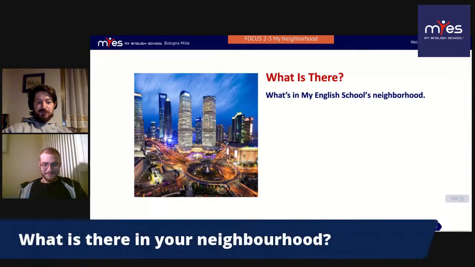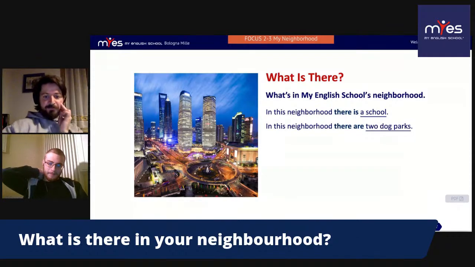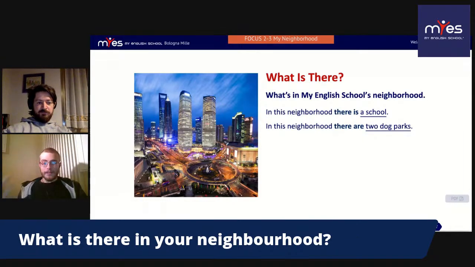Okay. What about your neighborhoods? What is there in your neighborhoods? Let's have a look at some more examples. Aaron, can you read those? In this neighborhood, there is a school. In this neighborhood, there are 2 dog parks. When you answer in the comments, please use in my neighborhood.